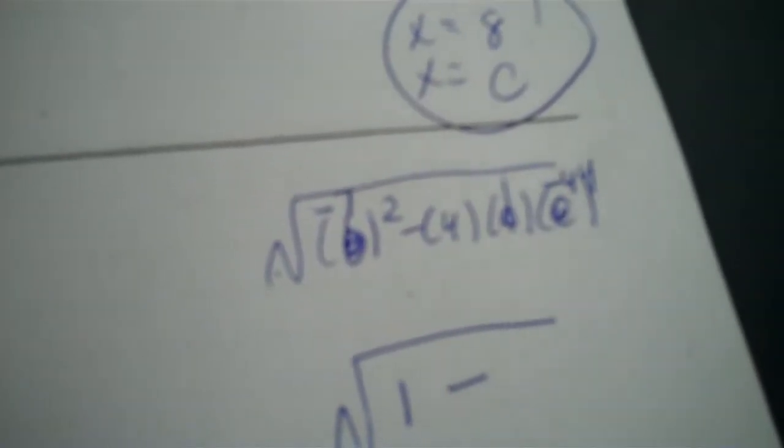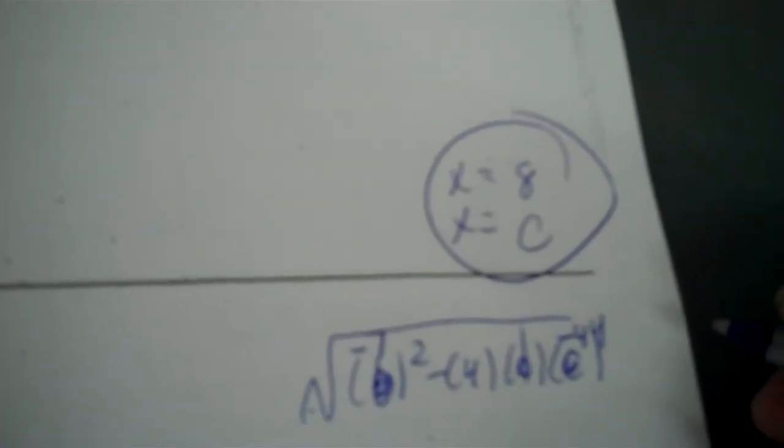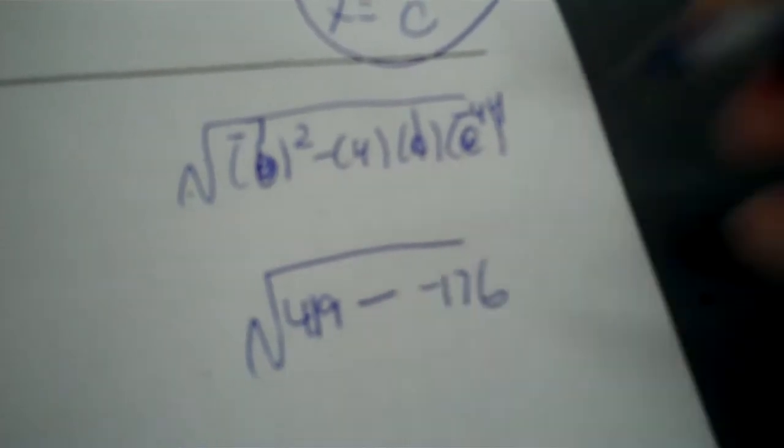Negative 1 times negative 1 is 1. 4 times 1 times negative 44 is negative 176. Okay. Oh, my bad. That's negative 7 to the second. I'm sorry, that's 49. Okay, 49. So 4 times 1 times negative 44, that's good, negative 176. That one would go to a plus plus. Take 49 plus 176, and I got 225.